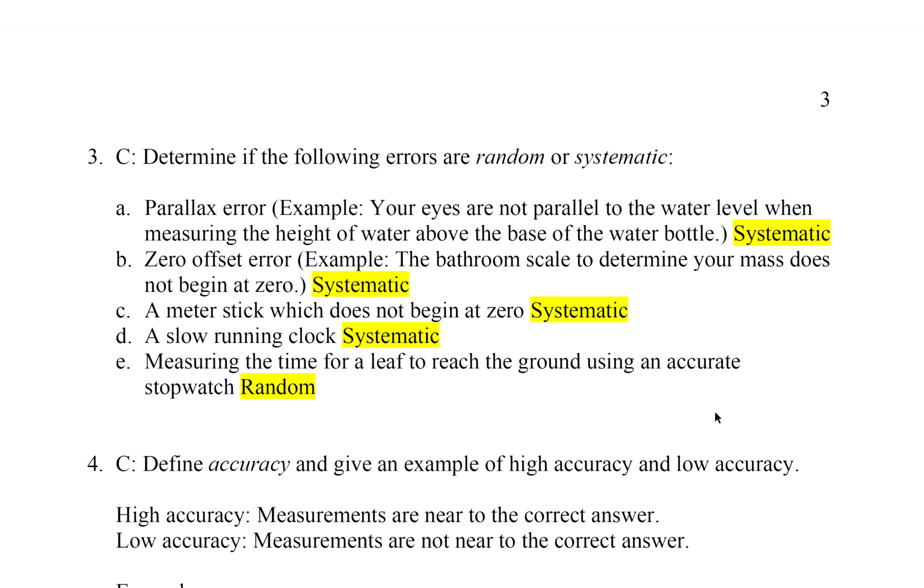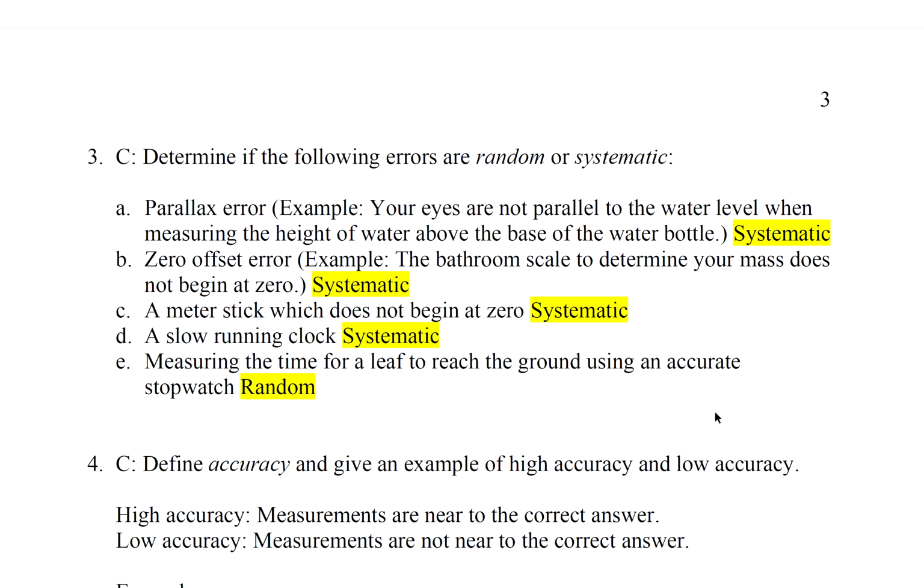3C, a meter stick which does not begin at 0 is a systematic error. So imagine you're measuring the length of something and you're always starting at like 5 centimeters. You're not starting at 0 centimeters. So if you're always starting at 5 centimeters, whatever you're measuring, it's going to be too short. Because if you start at 0 centimeters, it's going to be too long. So if you actually start at 0 centimeters, your solution is going to be shorter.